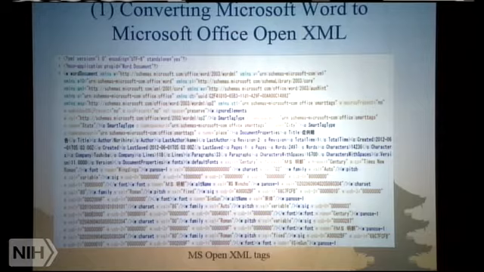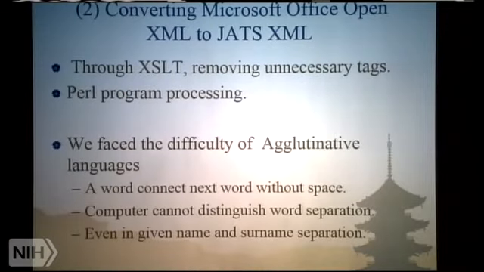First, we convert Microsoft Word to Office Open XML. Microsoft Open XML has many useless tags, as you know. This slide shows actual Open XML. I cannot read and understand it. This complicated XML is beyond human capability. The output XML file then goes through XSLT to remove unnecessary tags introduced by the OpenXML converter. The resulting file is further processed by a Perl program to insert tags as defined by JATS.